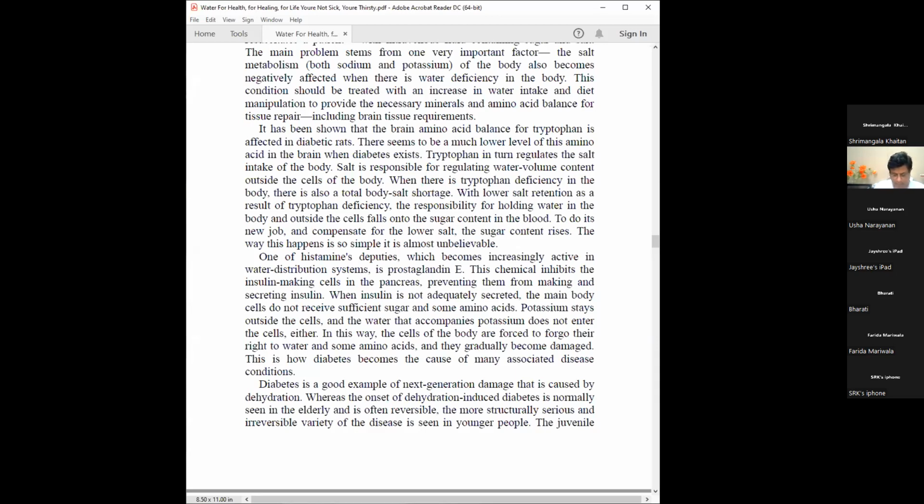In this way, the cells of the body are forced to forego their right to water and some amino acids, and they gradually become damaged. This is how diabetes becomes the cause of many associated disease conditions. So again, naturally, if adequate insulin is not there, adequate water in the cells will not be there, and it will cause problems. So again, dehydration is the cause of diabetes also.